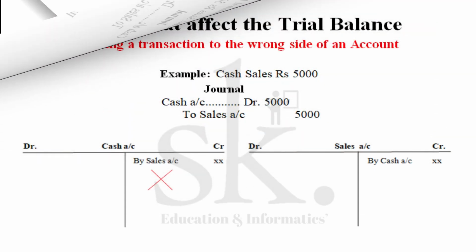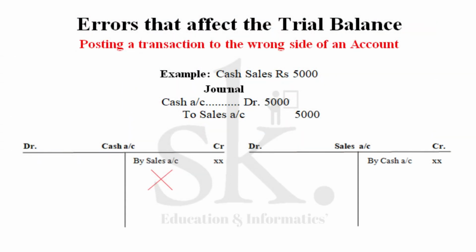The third error that affects the trial balance is posting of a transaction to the wrong side of an account. We take the same example where cash sales is rupees 5,000 and the journal entry is cash account debit to sales. We are aware that the sale will be recorded on the debit side of the cash ledger account and on the credit side of the sales ledger, but we see that it has been recorded wrongly on the credit side of the cash account. Thereby the cash balance of the cash ledger account will be wrong and my trial balance will not tally.